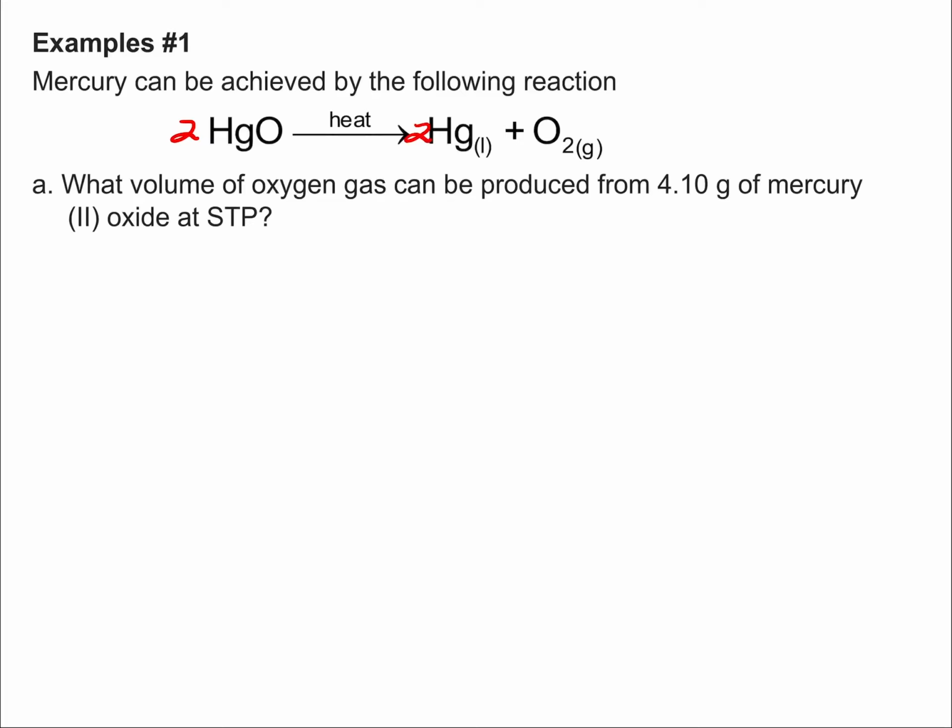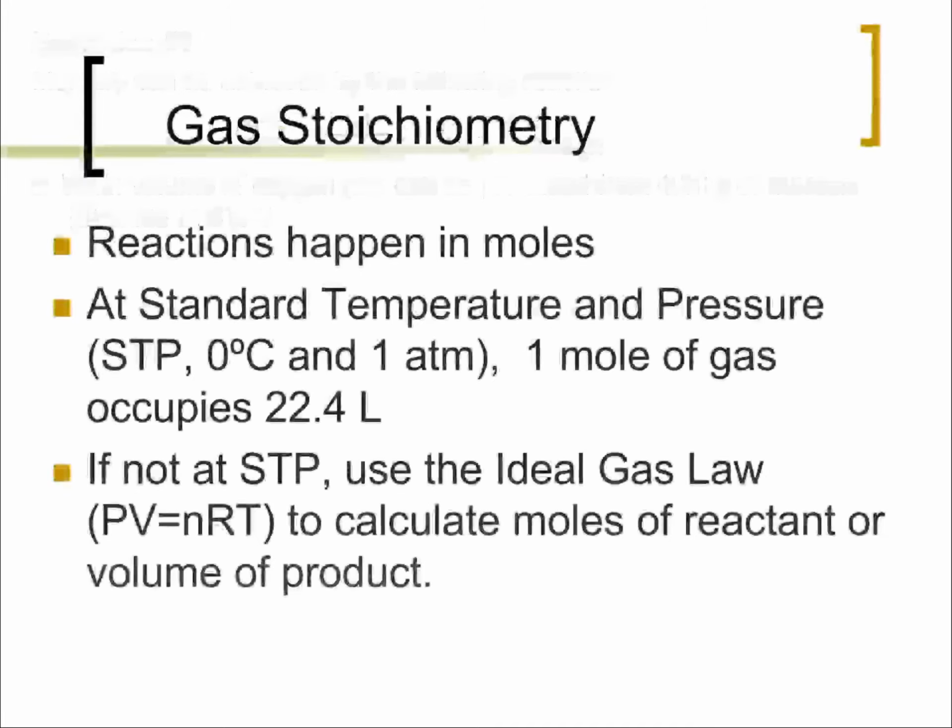Step two is what is given to me, and what am I looking for? What is given to me is 4.10 grams of mercury oxide, so I'm going to put 4.10 grams right here. And I'm looking for what volume of O2 gas, since O2 is the only gas in this problem. We can only apply gas stoichiometry tools with gases. Okay, next step is we've got to convert our given into moles.